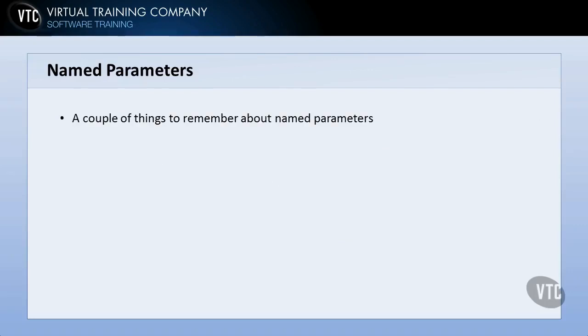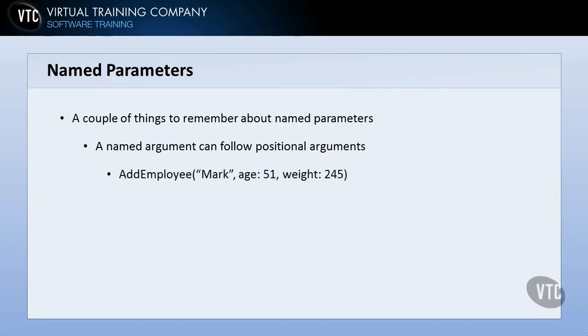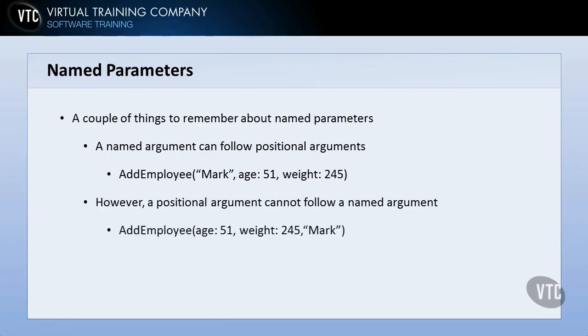Now, there's a couple of things you need to remember about named parameters and watch for this on the exam. And I would strongly encourage you, code some of these up and just play with them a little bit. A named argument or a named parameter can follow positional arguments. And so in this situation, Mark gets passed in positionally. It is that first string parameter, and then we can do age and weight. However, you cannot put a positional argument after a named argument. You cannot do it this way because it does not know where to put this guy, right? Doesn't know where to put the string. So just watch for that.